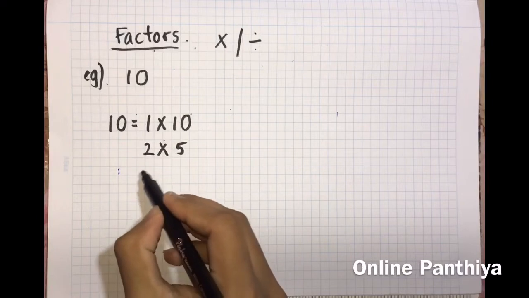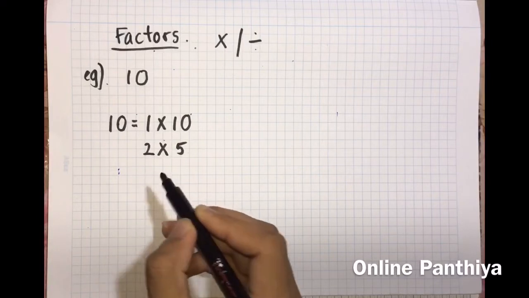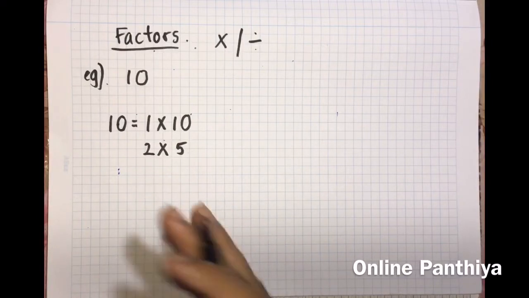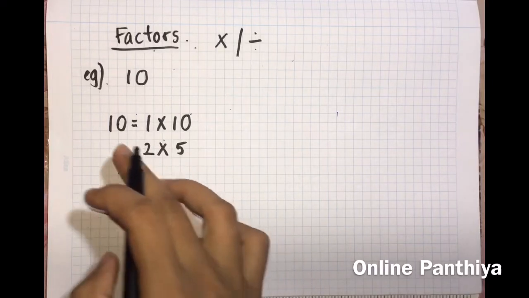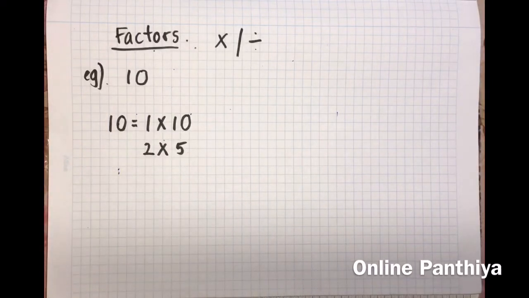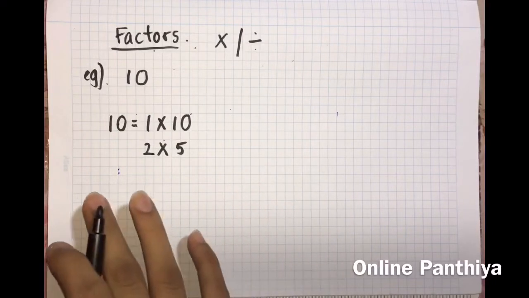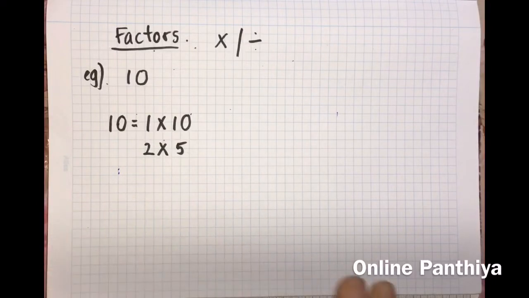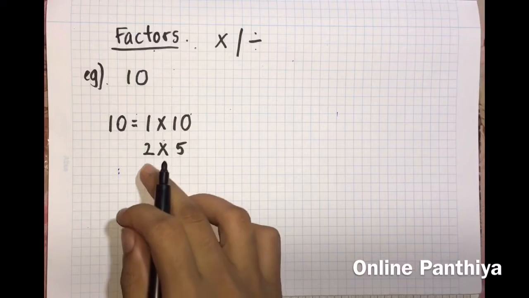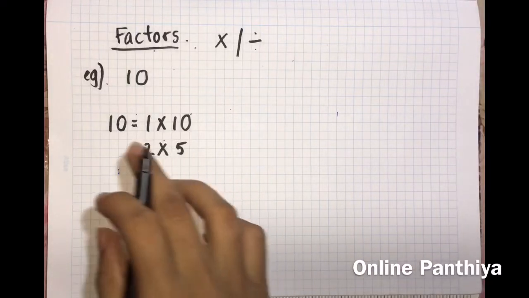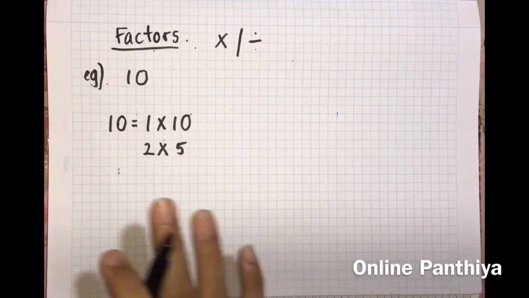Now can you take 3? If I write 3, am I correct or wrong? I am wrong, because 3 into any number, will it give me 10? No. 3 into 3 is 9. 3 into 4 gives me 12. Do you get 10? No. Then you can't write 3. Next, let us move on to 4. Can you write 4? 4 into any number, will it give me 10? No. Then you can't write 4.